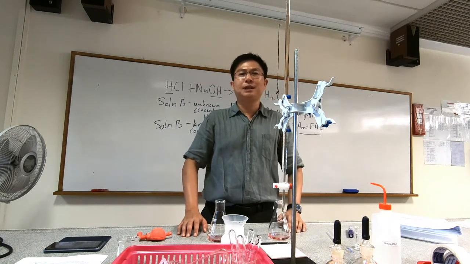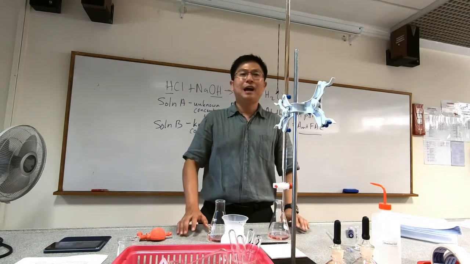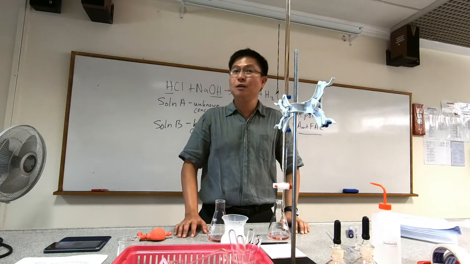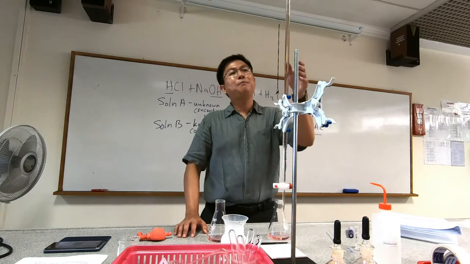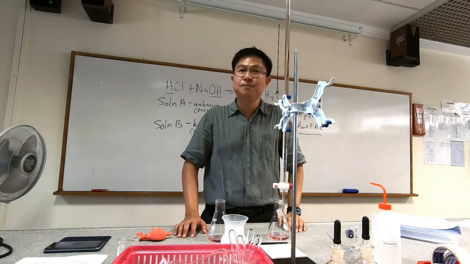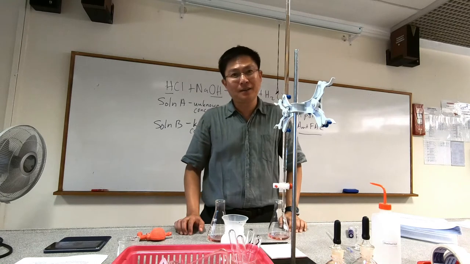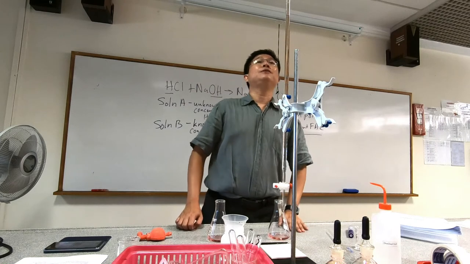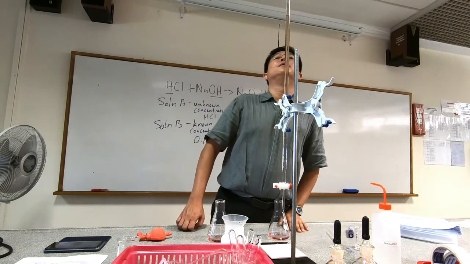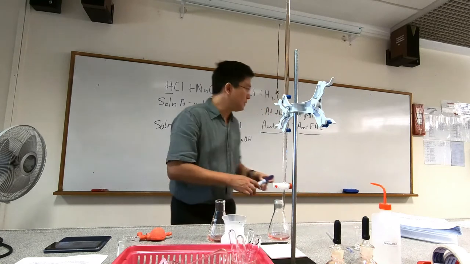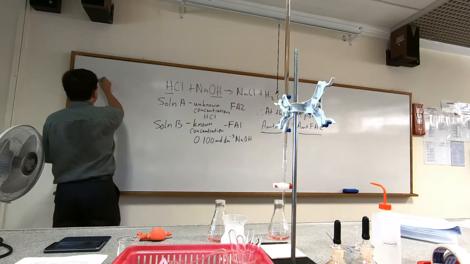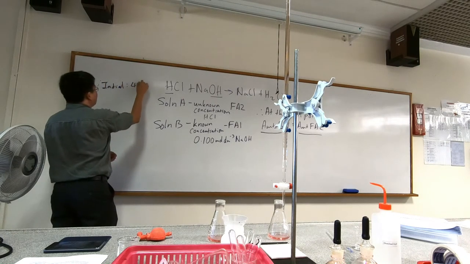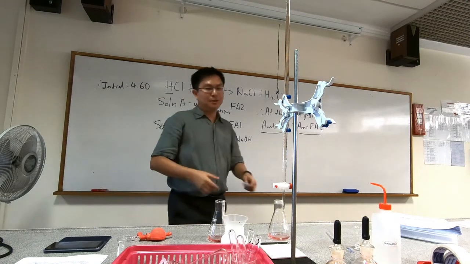All burette readings have to be given in 2 decimal places, and they are recorded ending in either 0 or 5. Why? Because one marking here is 0.10, but we can measure half a marking, which is 0.05. So now I shall record down my reading, which is 4.60. So initial. Now let me do this titration.